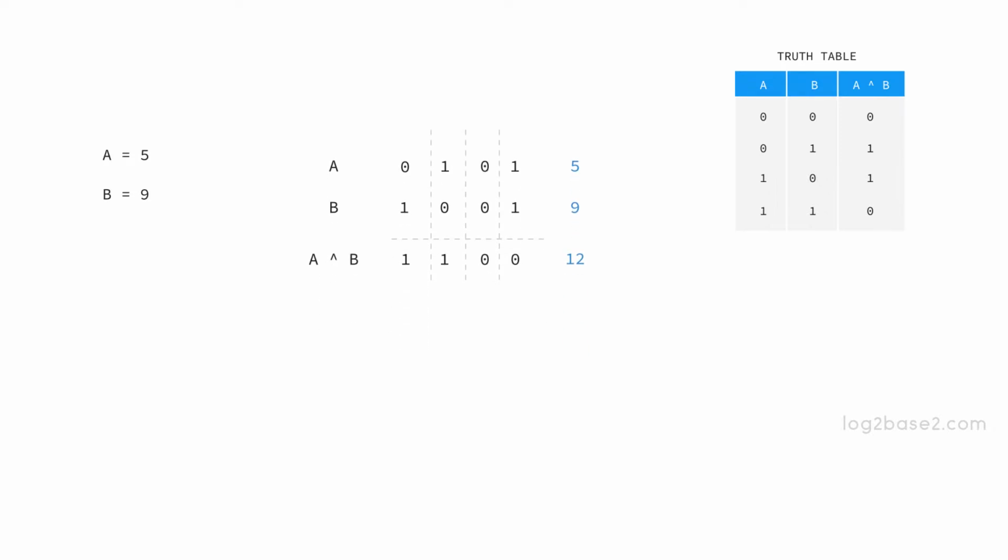Now, an interesting fact is that if we again perform XOR on the above result 12 with 9, we will get 5 back. Because of this property, it was used in cryptography.